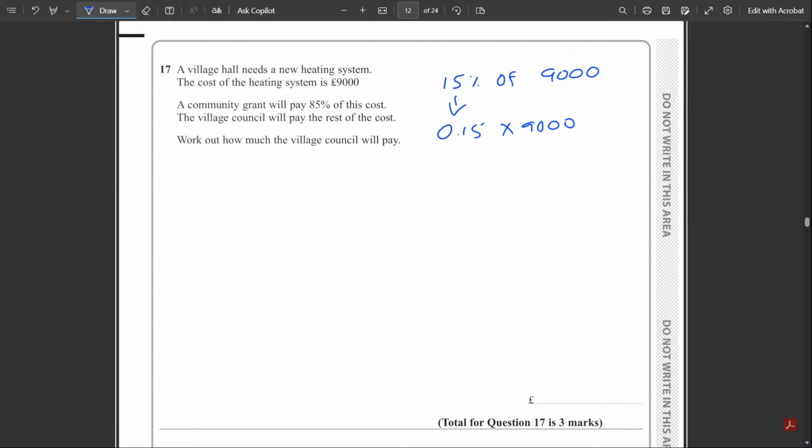Okay, so 1,350, I guess. 0.15 times 9,000. So we get 1,350. That's it. You can do 10%, which is 900, and then 5%, which is 450, and add them together. That gives you 15%, which is 1,350. But calculator allowed, so you can change the percentage into a decimal and then multiply by it.